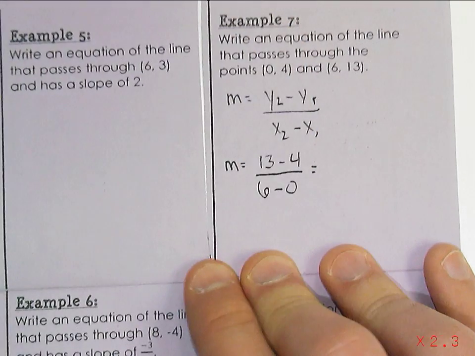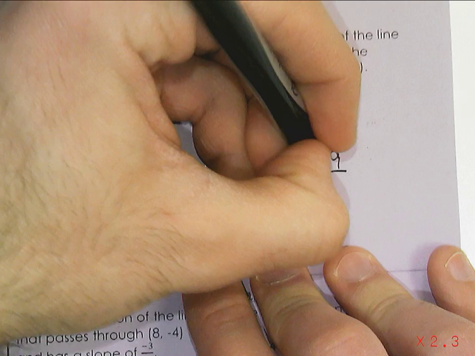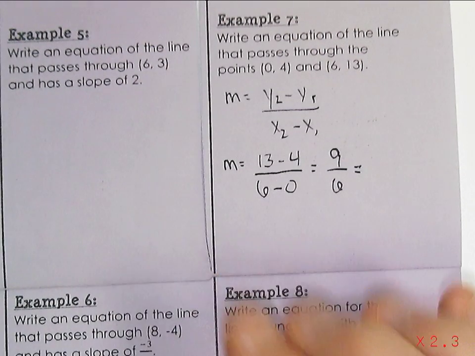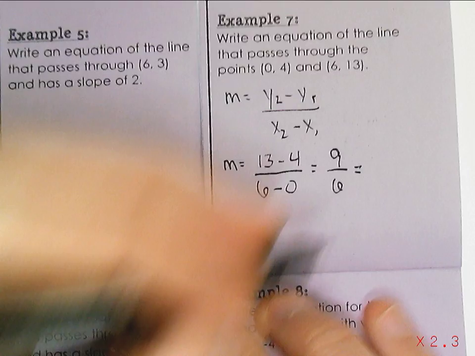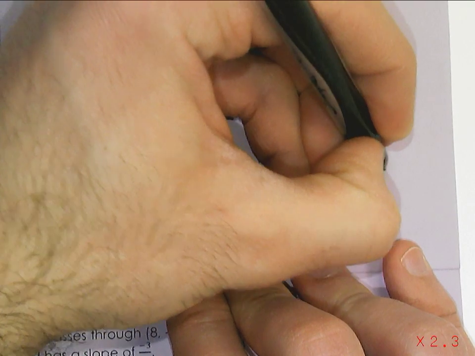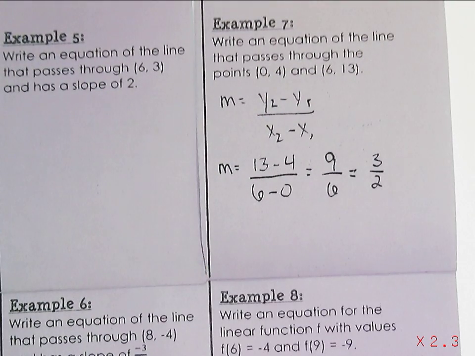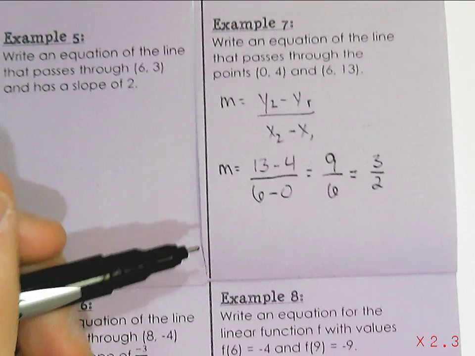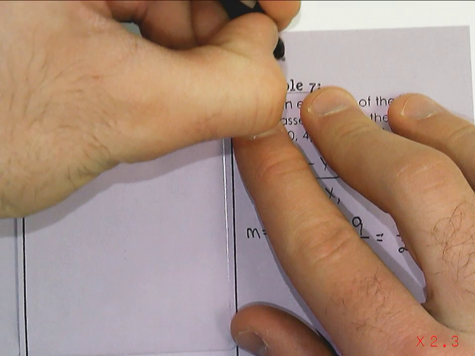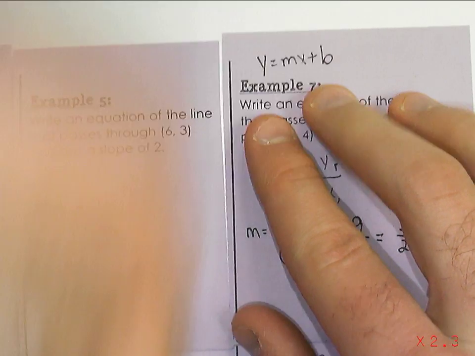13 minus 4 would be 9. 6 minus 0 is 6. We want to reduce that as much as possible. So 9 over 6, I divide 3 out of each, so 3 over 2. So now we know our slope. So since we know our slope, now let's go ahead and use the slope-intercept form in order to use what we know in order to solve it. So y equals mx plus b. Let's remember that.